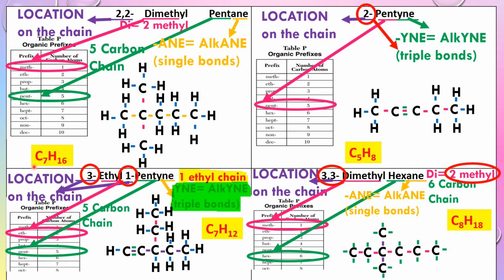Okay, looking at pentyne, we're going to do the same thing. We're going to pull it apart, and we're going to figure out each one of the pieces. So I know the number: if there's a number out in the front, it's telling me the location on the chain of whatever accessory I'm about to find out.